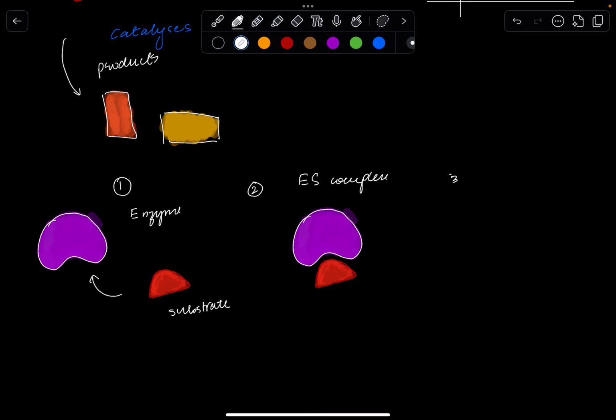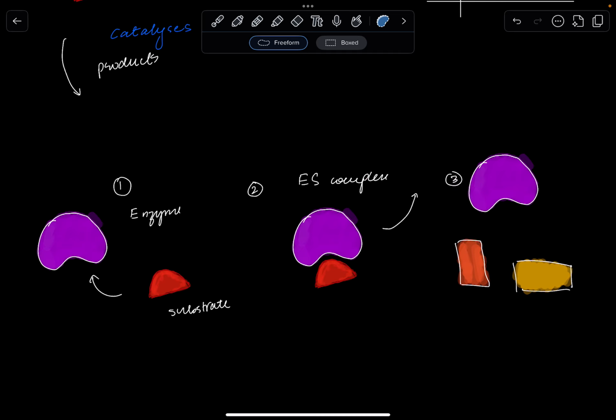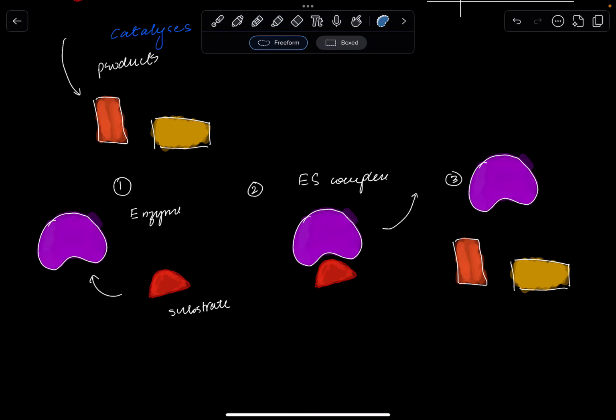In step number 3, the enzyme is reused and comes out of it unscathed, whereas the products are now formed, right? So in the case of sucrose, you'll break down into fructose and glucose.